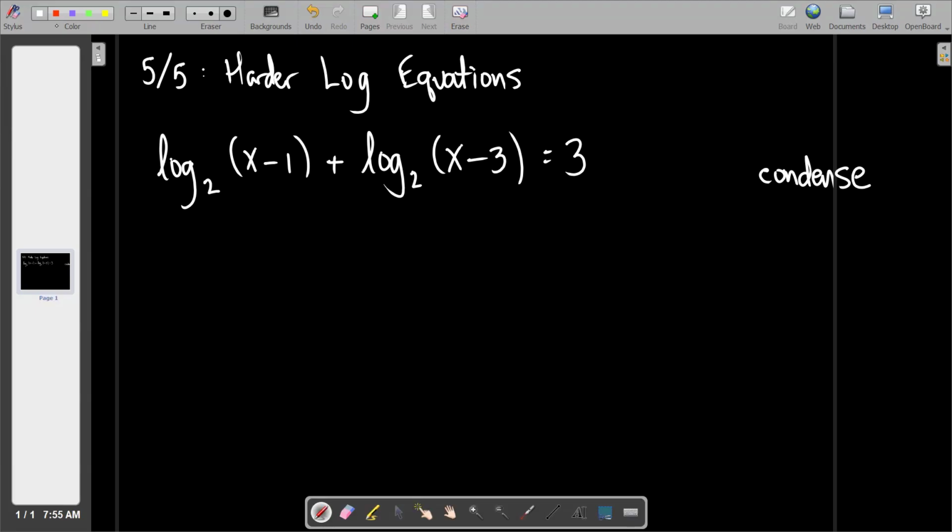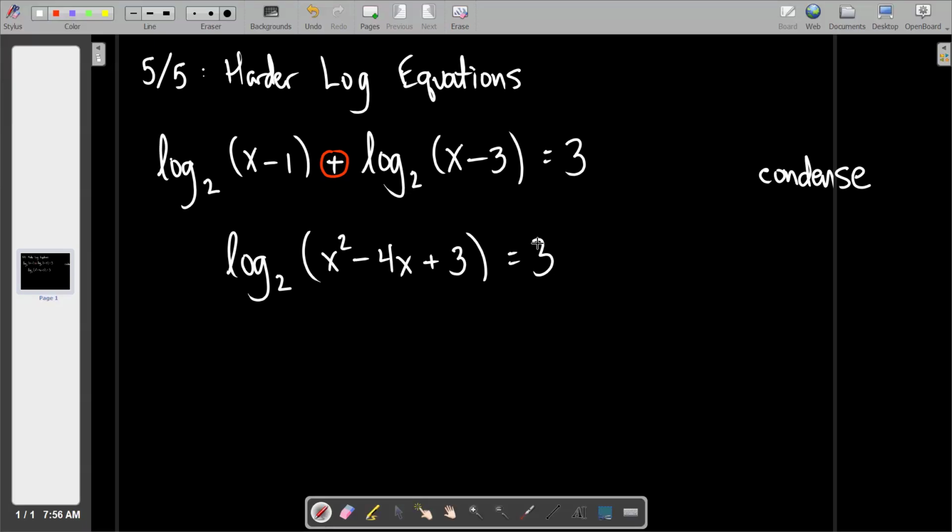You guys would remember, of course, that when there's a plus sign in between two logs, what do we use for condensing? Multiplying. Good. So this is going to become a single log on the left-hand side, a log with a base of 2. I'm just going to write this down, and then I'll talk about where it came from. So I'm going to put x squared minus 4x plus 3.